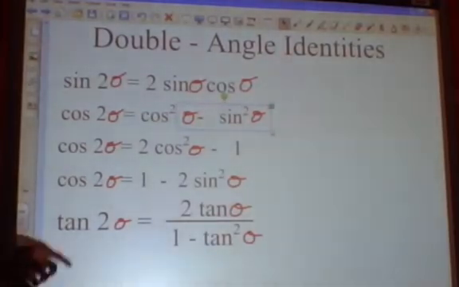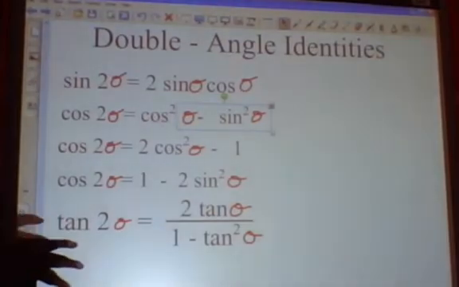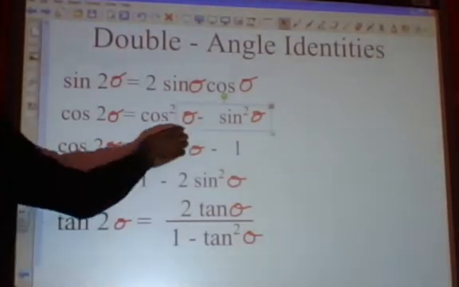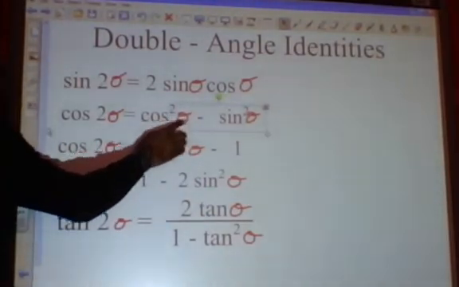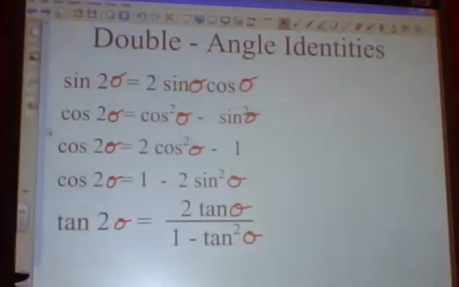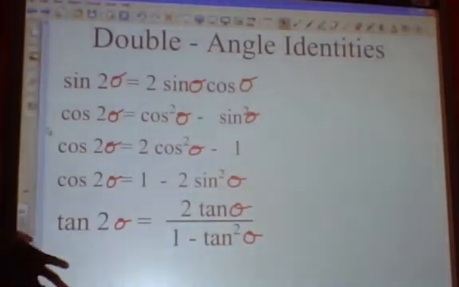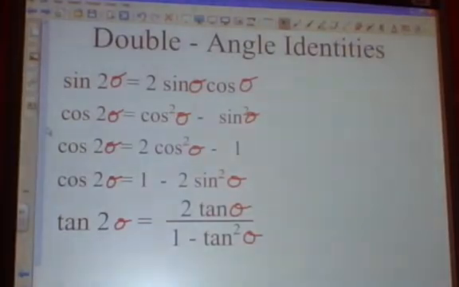We have cosine 2 theta, which equals cosine squared theta minus sine squared theta. And then we have cosine 2 theta equals 2 cosine squared theta minus 1. And also cosine 2 theta equals 1 minus 2 sine squared theta. And then we have tangent 2 theta equals 2 tangent theta over 1 minus tangent squared theta.